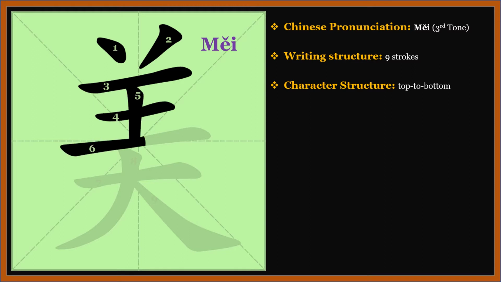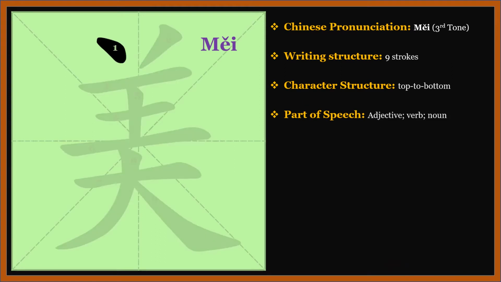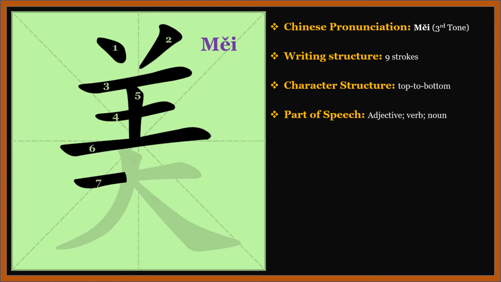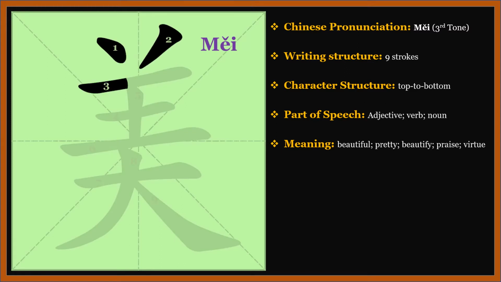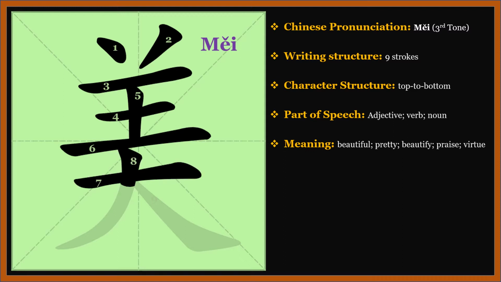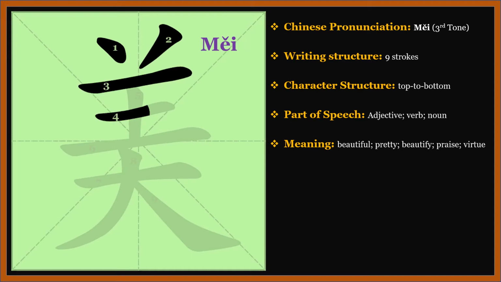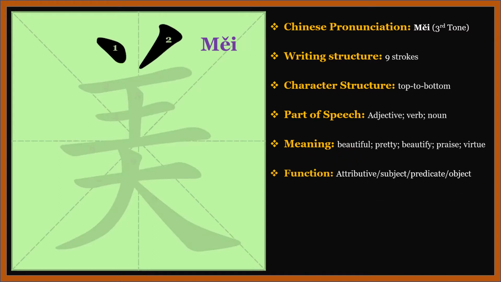in the animated image. The character Mei can be used as an adjective, a verb, and occasionally a noun. When it is used as an adjective, Mei means beautiful or pretty. When it is used as a verb, Mei means to beautify or to praise. When it is used as a noun, it means virtue or moral excellence. So grammatically, this character can be used as an attributive, a subject, a predicate, or an object in a sentence.